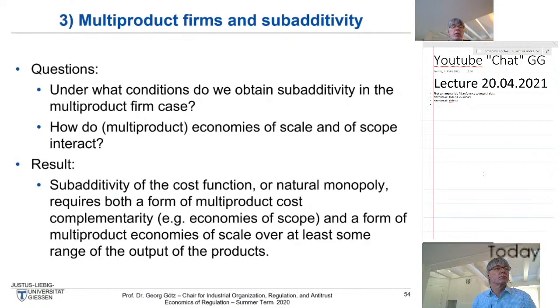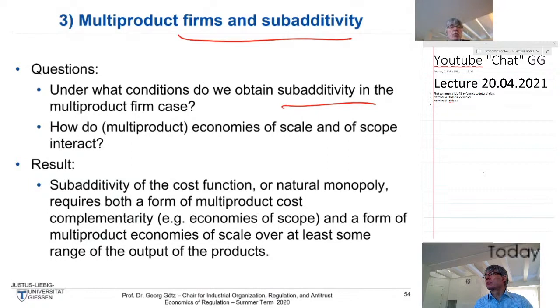Multi-product firms and sub-additivity. So here, in the context of economies of scale, we introduce sub-additivity in order to look for our natural monopoly. Is it cheaper to produce the total output of a single product within a single firm or in several? Now the question is, under what conditions do we obtain sub-additivity in a multi-product firm? So should we produce all cars in a single car company? That's more or less like what we had in the former Eastern communist bloc, where you had huge conglomerates, which were the only ones providing certain services.